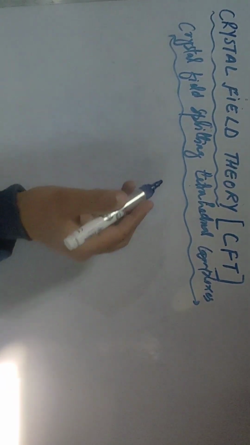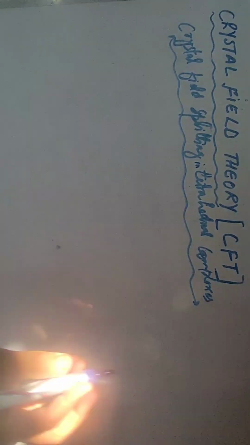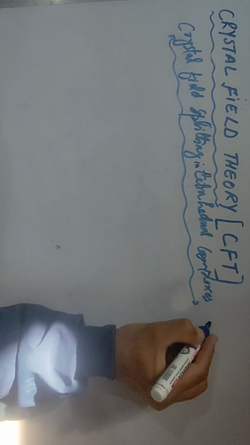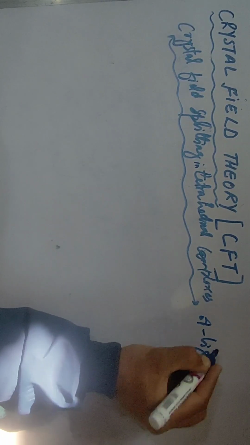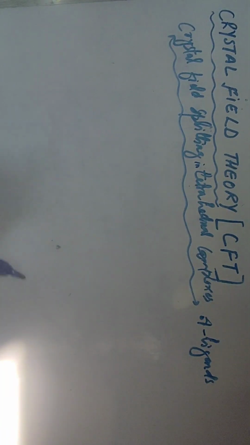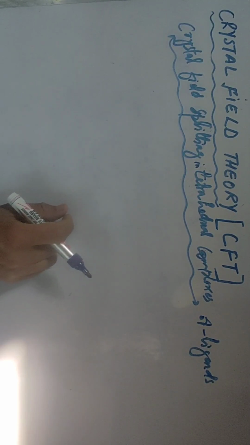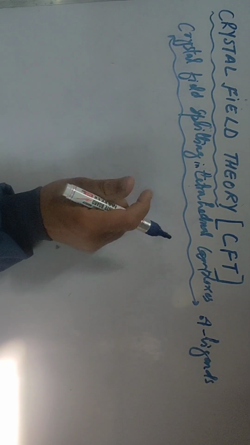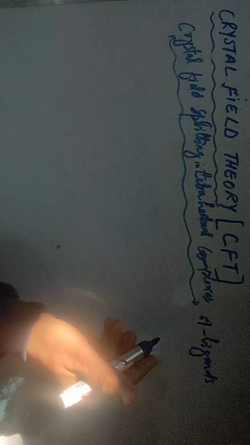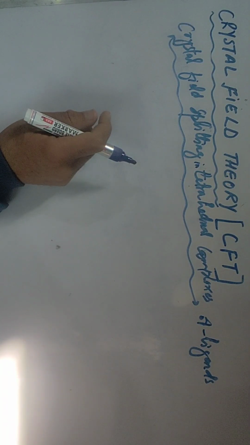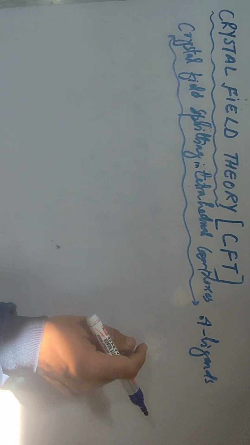Now, crystal field splitting in tetrahedral complexes. In a tetrahedral complex, we have only 4 ligands, while in an octahedral complex there are 6. So in the tetrahedral case, the metal atom is surrounded by only 4 ligands, and the splitting in this case is weaker. First, because we have only 4 ligands, they will repel the d electrons.